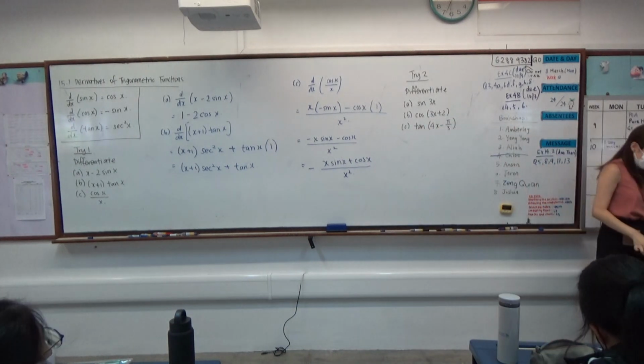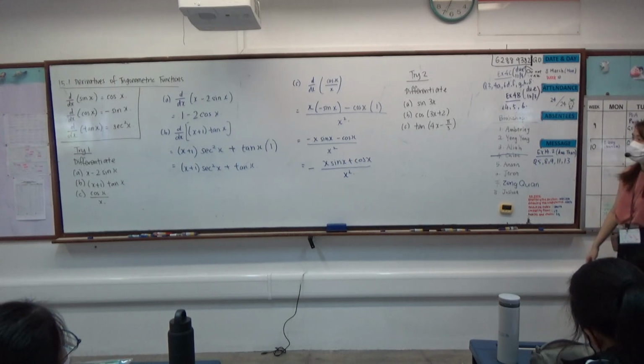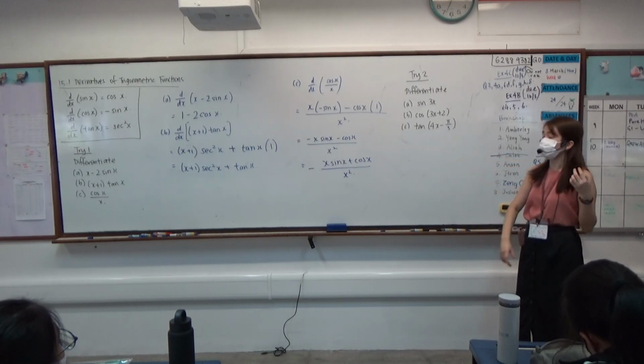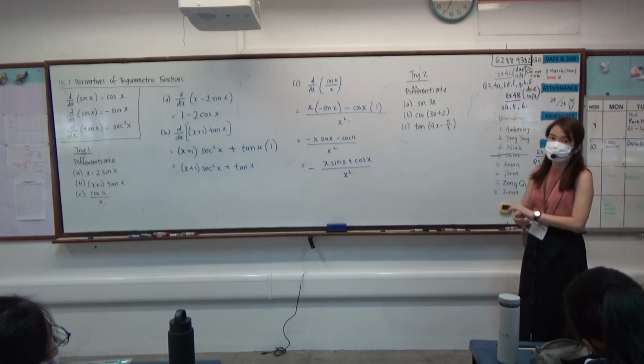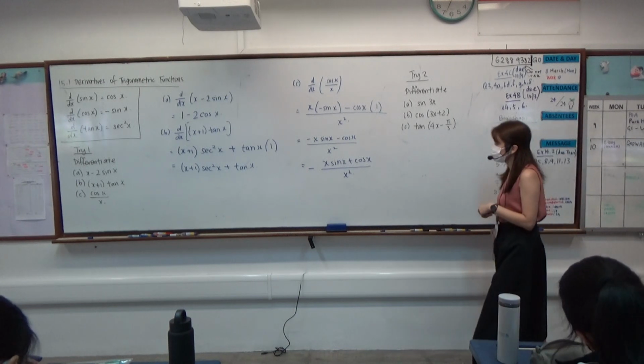Now what if, instead of sine x, cosine x, and tangent x, we have sine 3x, cosine 3x plus 2, and tangent 4x minus pi over 3? Our idea of chain rule applies.